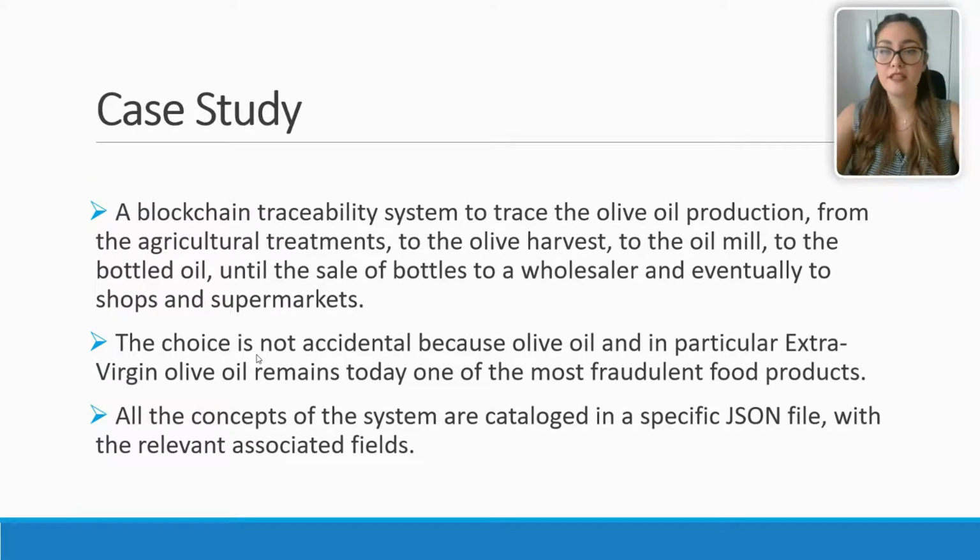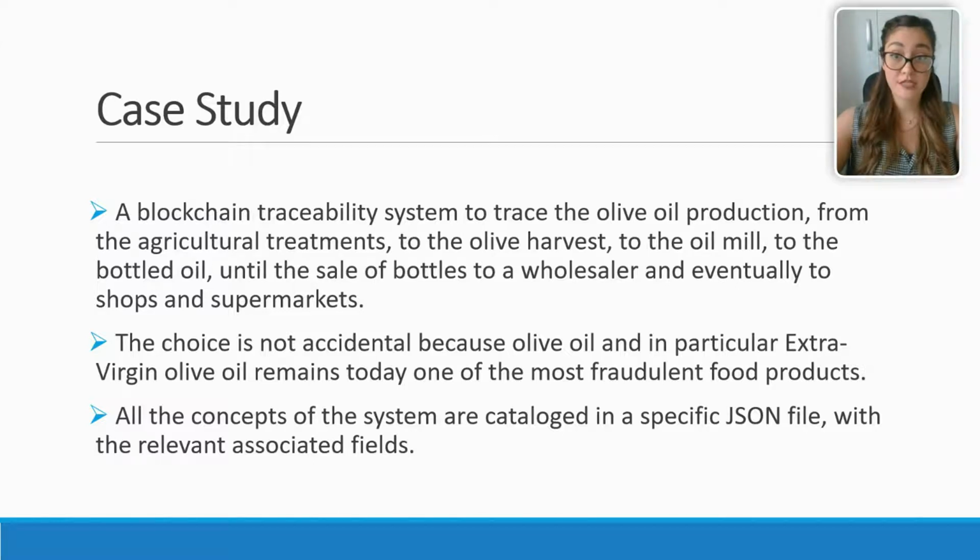Now, I will briefly describe a case study on olive oil production to show how our approach works. So the system allows to trace the olive oil production from the agricultural treatments on the field to the olive harvest, the mill, the bottling, until the sale of this bottle to a wholesaler, to shops or supermarkets.